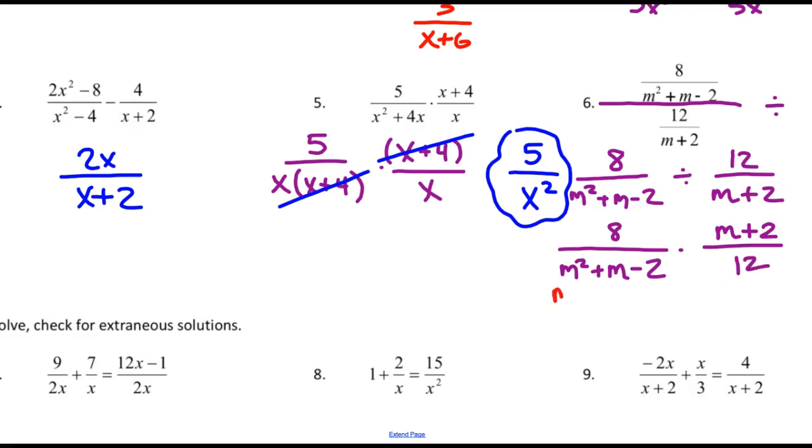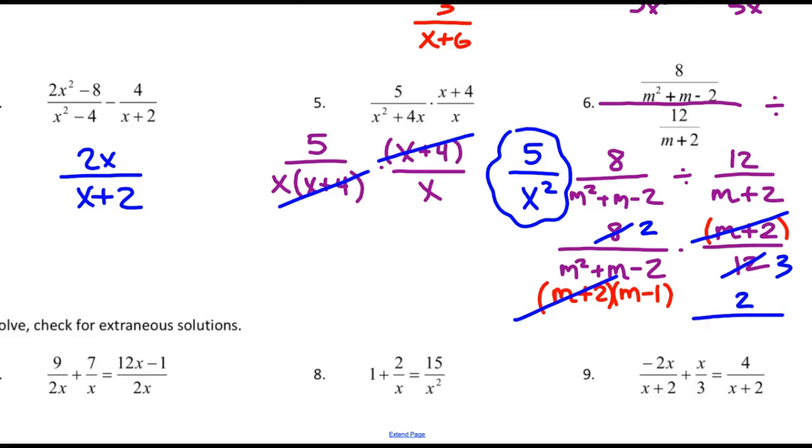And then this, I'm sure, will factor: m plus 2 times m minus 1. And you will have a common factor of m plus 2 that will be eliminated before you multiply it. And a common factor here of 4, so that will be a 2 and that will be a 3. And so the final answer here, all that's left in the top is 2, over what's left in the bottom, m minus 1 times 3. So you see a complex fraction like that, and all you need to do is rewrite it as a division and then rewrite it as a multiply by the reciprocal. It's really not too big of a deal.